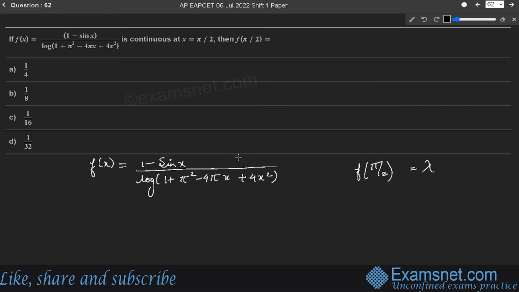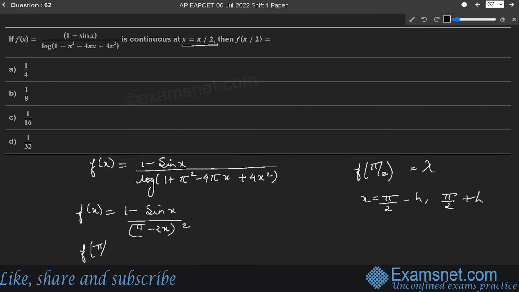Here x will be π/2 − h and π/2 + h. Now we have that it is continuous at x = π/2. So f(x) will be equal to (1 − sin x) / (π − 2x)². It can be written in this way.